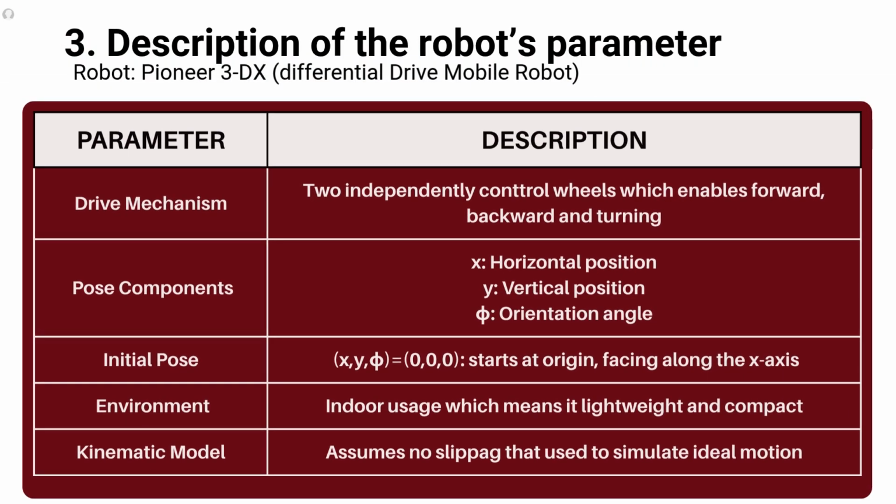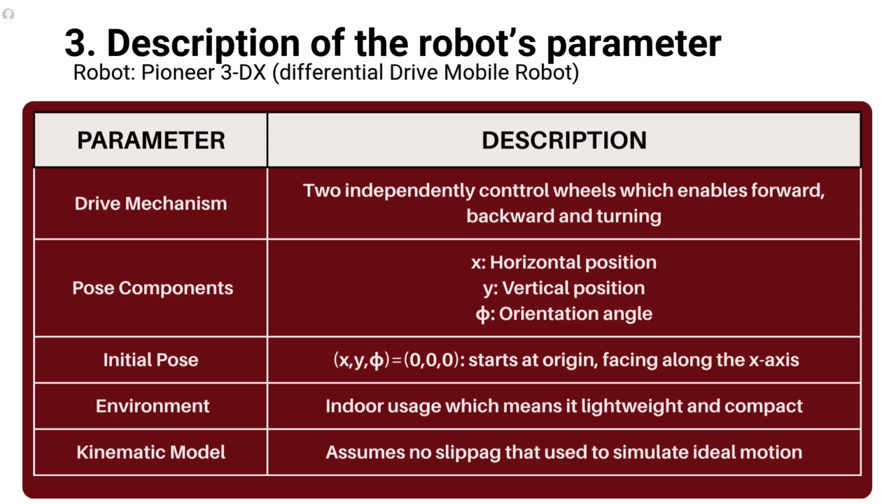The robot used in this experiment is the Pioneer 3DX, a differential drive mobile robot, which is DDMR for short. It is equipped with two independently controlled wheels, allowing movement in forward, backwards, and rotational directions by varying the speed of each wheel. The robot's position and orientation are represented by three parameters: X for horizontal position, Y for vertical position, and V for heading angle.